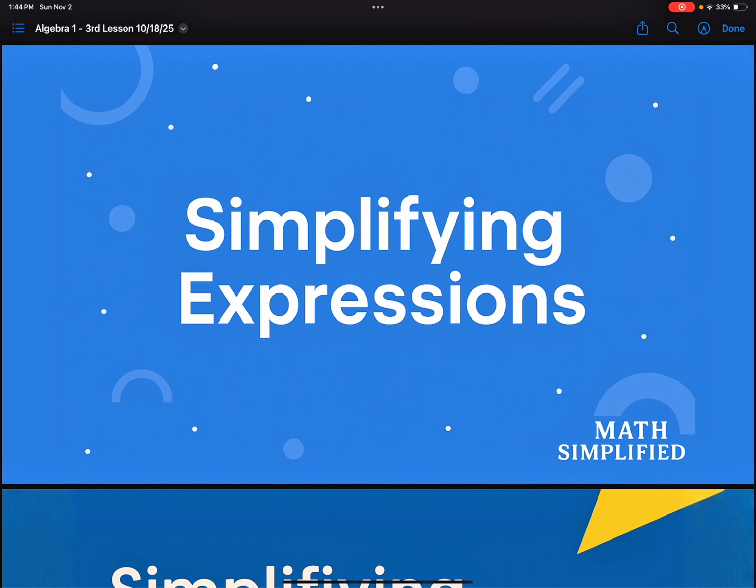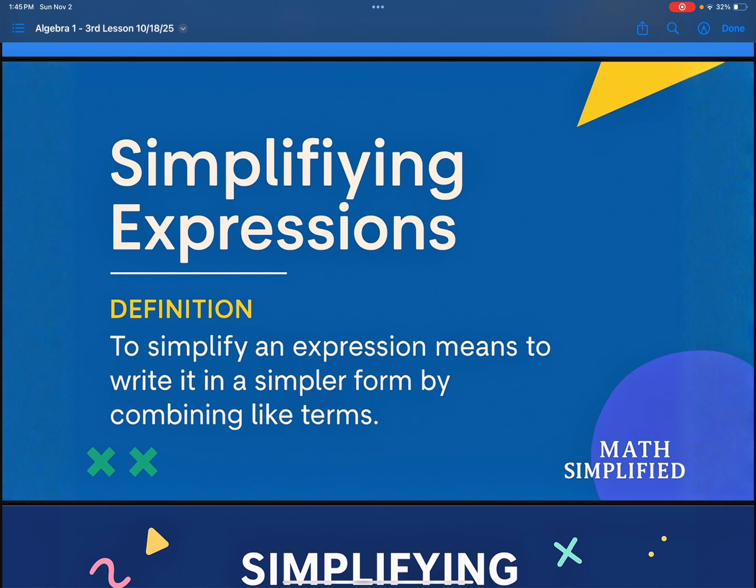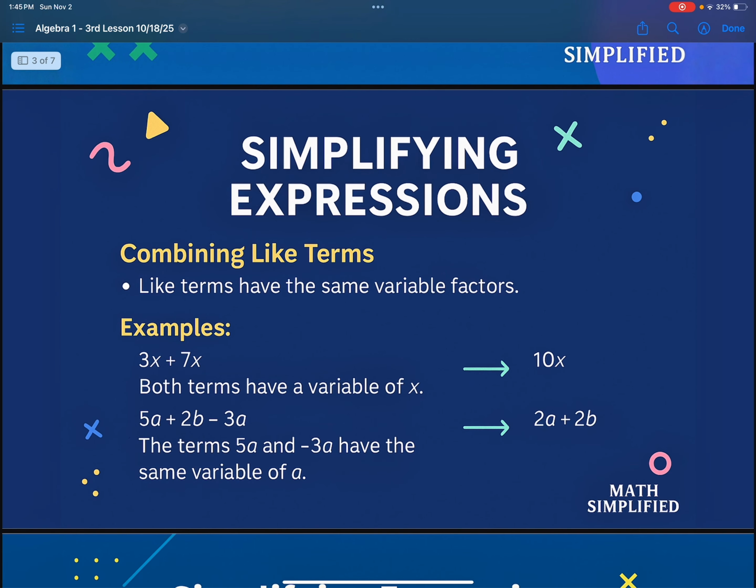Today our lesson is simplifying expressions. Simplifying expressions is just to write an expression in a simpler form by combining like terms. Here we're going to see a couple of examples. Like terms are terms having the same variable factors.